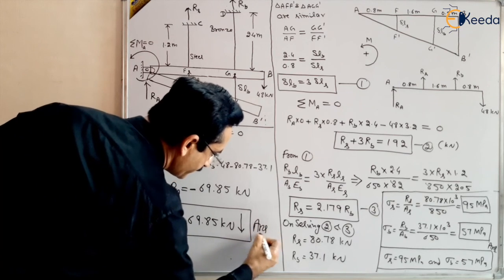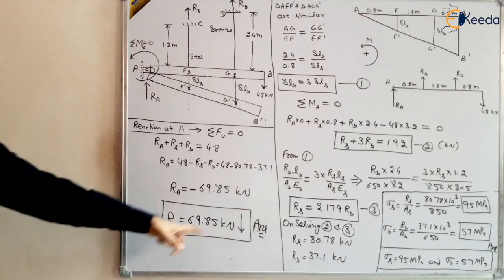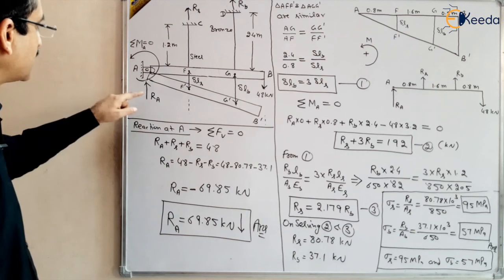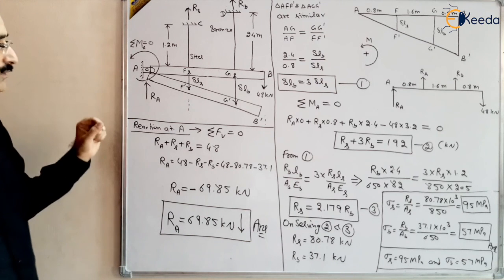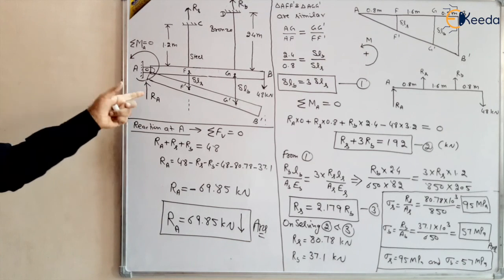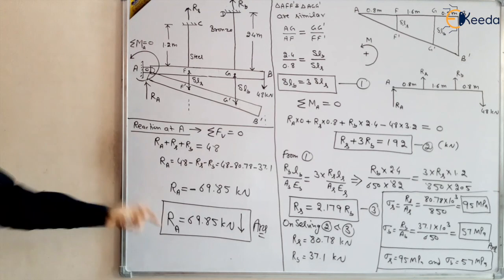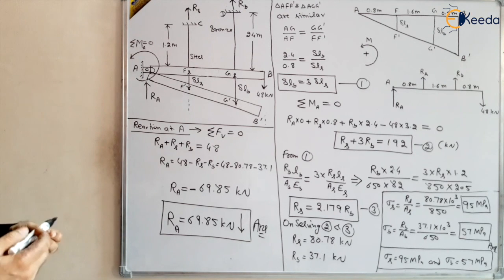So actually this is downward and not upward. To make it positive, the arrow shown is downward. That is, the reaction is basically downward, opposite to the direction we have chosen. So this is the last answer of this question.